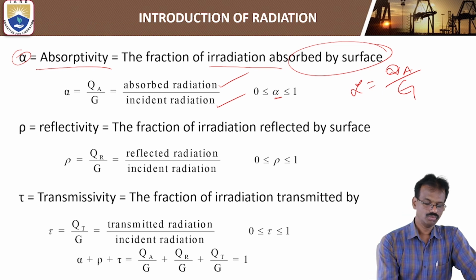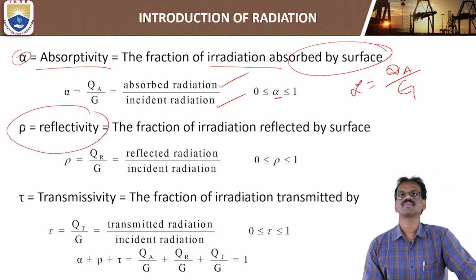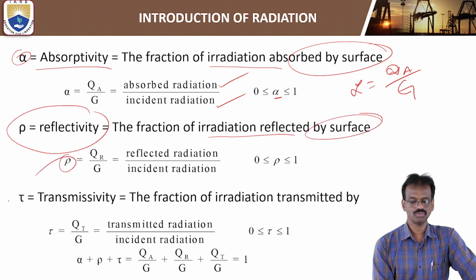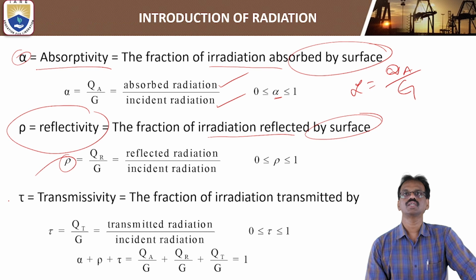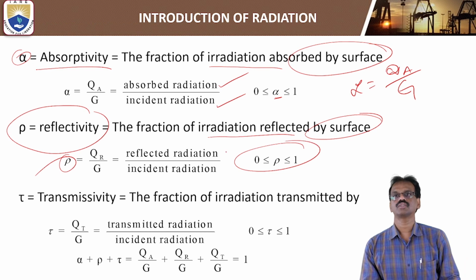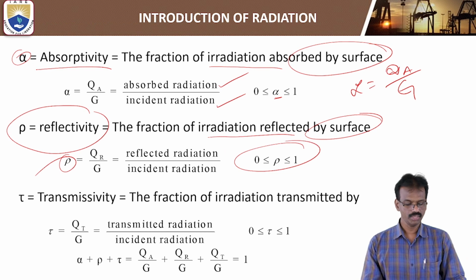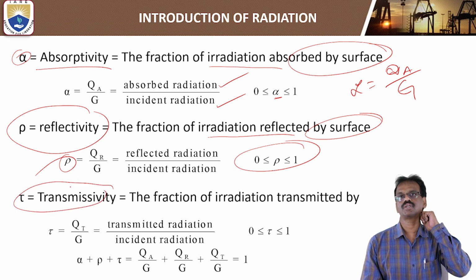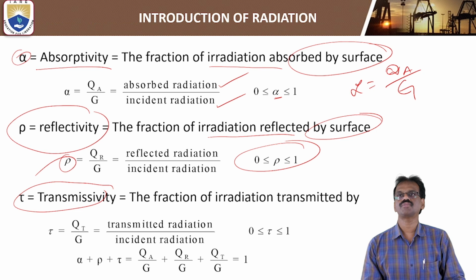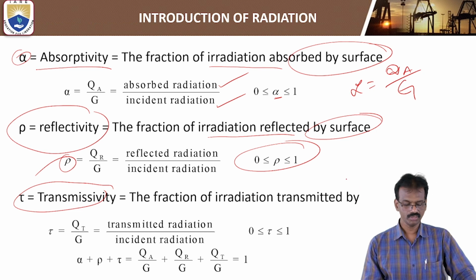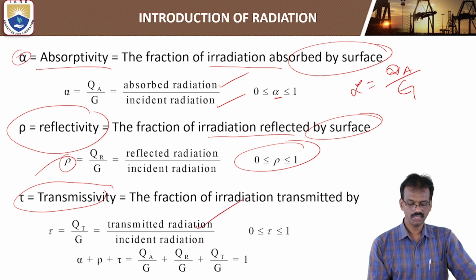You know that. Rho is the reflectivity, the fraction of irradiation reflected by the surface. So rho is equal to QR by G, where G is the incident radiation. This one also varies between 0 and 1. The third one is the transmissivity, tau, which is equal to the fraction of irradiation transmitted by the body: transmitted radiation by incident radiation.